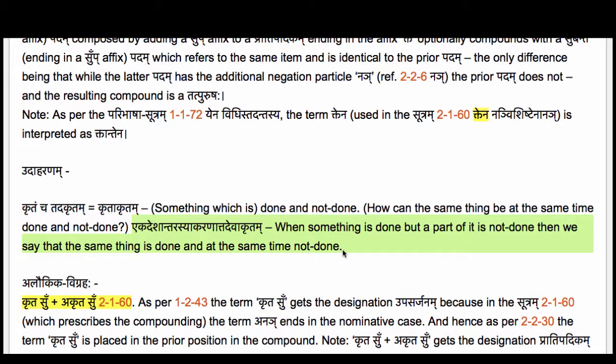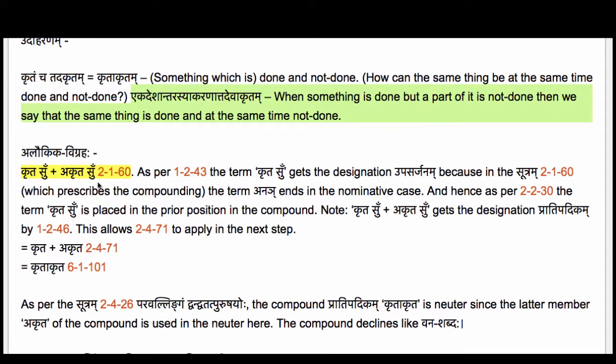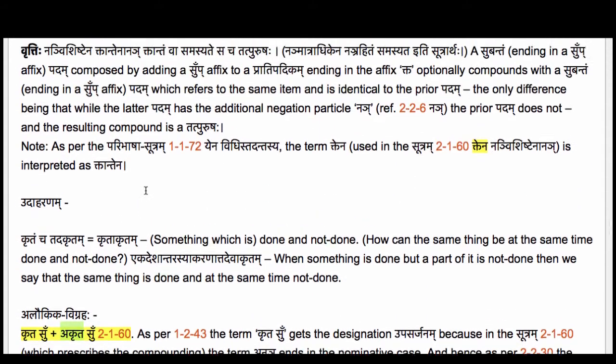The alaukika vigraha is krita su prathama ekavachanam plus akrita su prathama ekavachanam, compounding prescribed by the sutram 2-1-60. Because we do have a subantam padam akrita su, where the pratipadikam akrita ends in the affix kta and is qualified by having the negation particle ñai, which we already mentioned becomes a after we remove the it letter and we apply 6-3-73 na lopo ñañyaha. This is what the vritti has mentioned as ñai vishishtena ktantena.